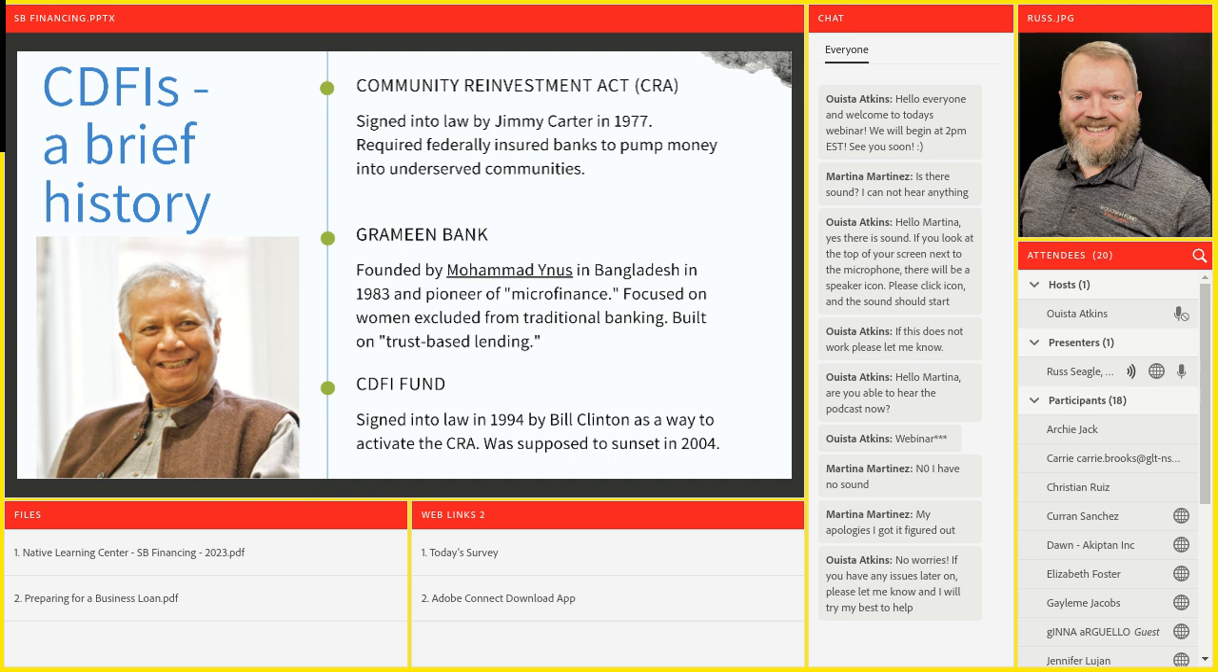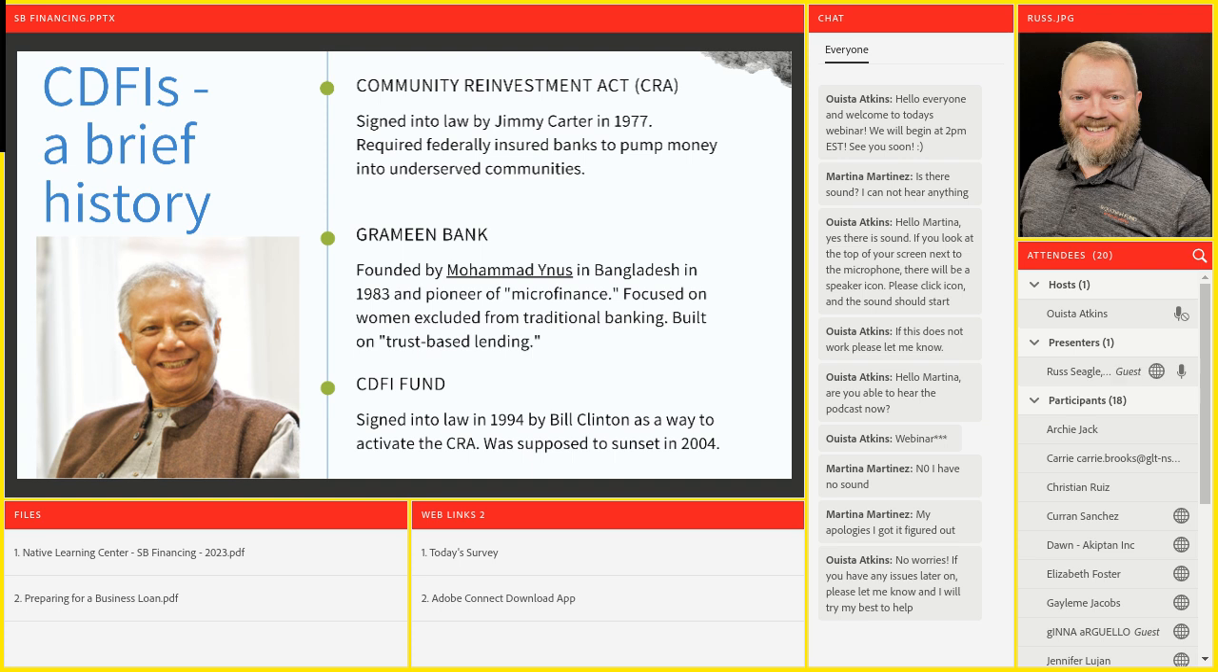Well, in 1977, President Carter signed into law the Community Reinvestment Act. And it was a way to encourage, in fact, force FDIC insured banks to move money into underserved communities. And everybody got excited about it. 1977, yeah, the banks are going to start putting money into underserved, underfunded communities. And then crickets. Nothing.